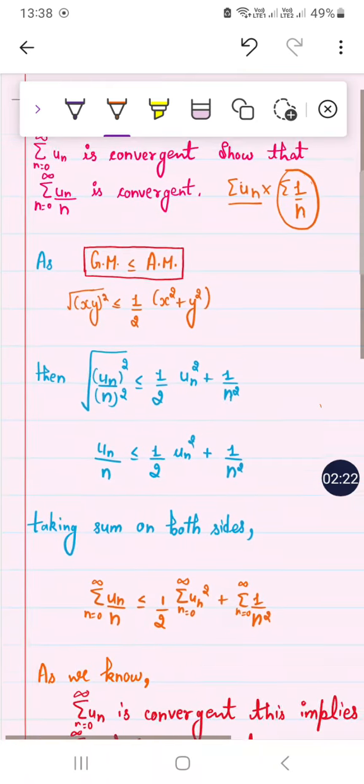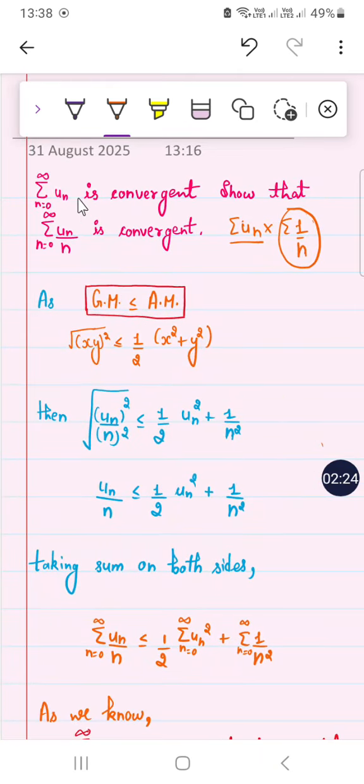But the main topic is that we have one series which is convergent and we multiply by the divergent series. When you multiply by this, then it is a convergent series. That is the most important thing, that's why it is important.